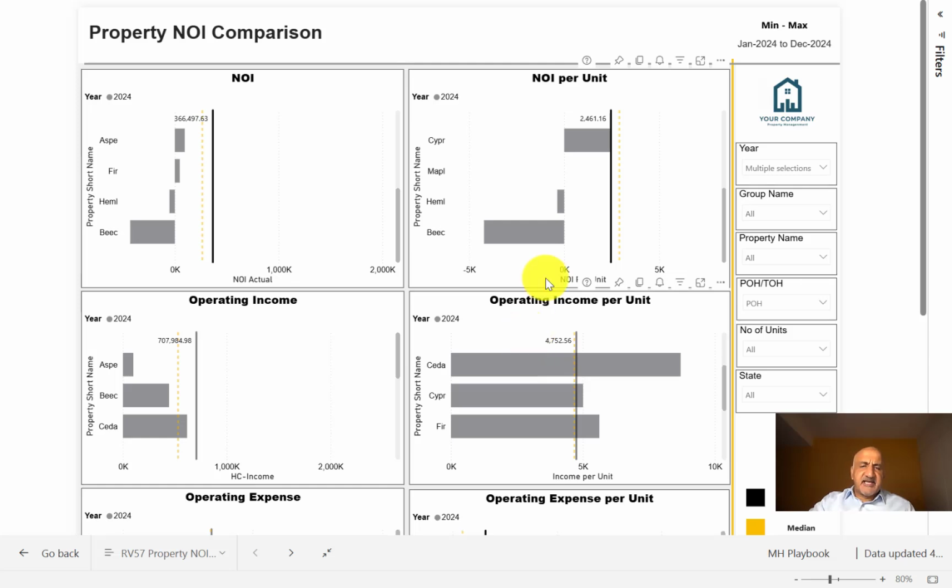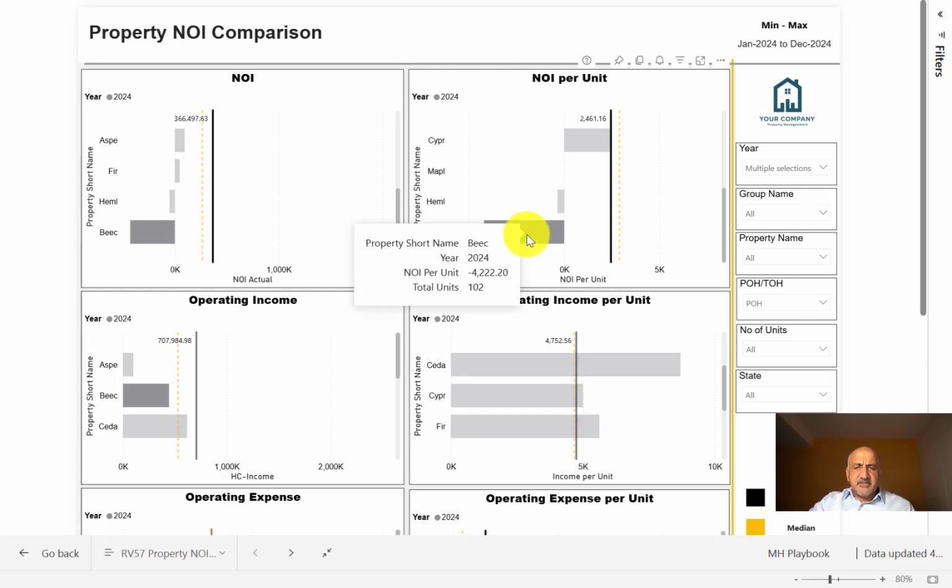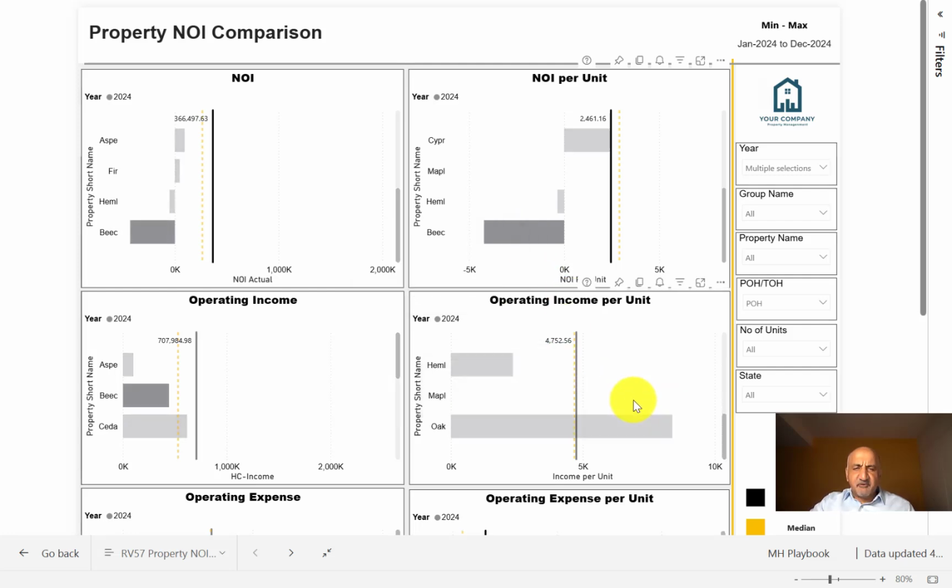So, going further down, I'm going to look at the operating income. In fact, I'll just click on Beach Lane here, and the rest of the visualization will update so I can focus on just this property. And here it is. I can see that the operating income is below average, operating income per unit.